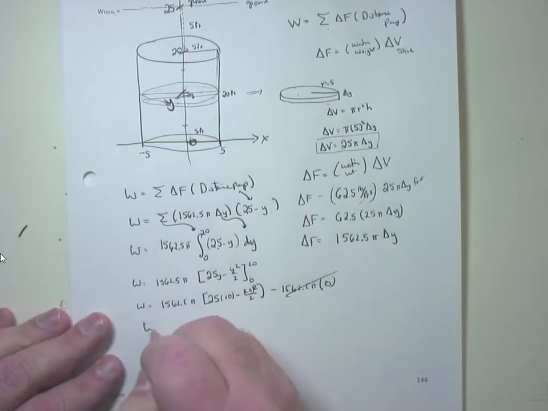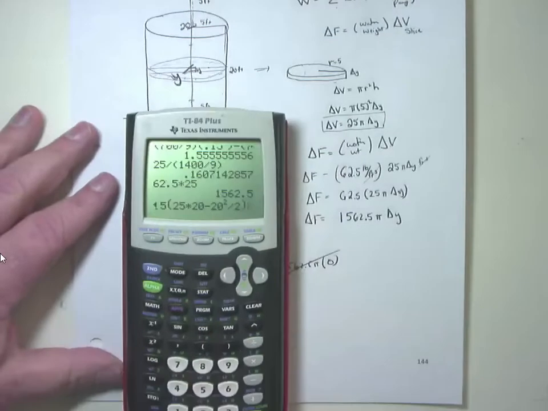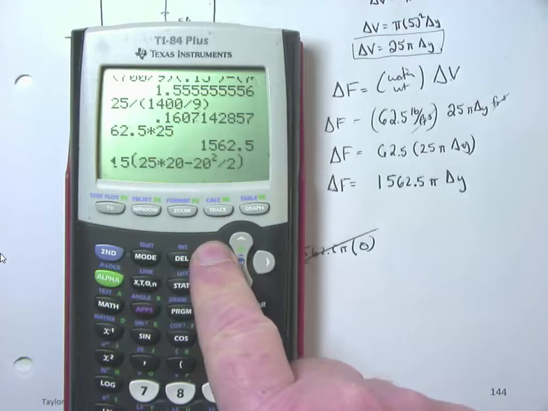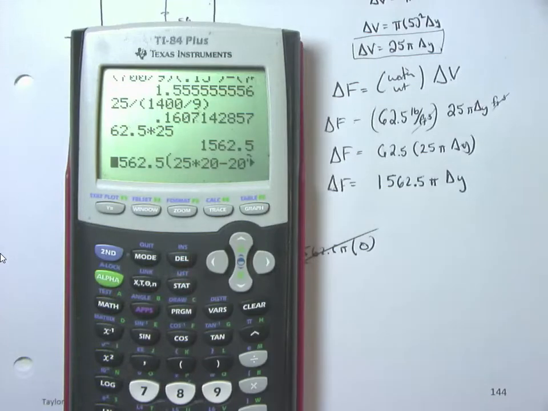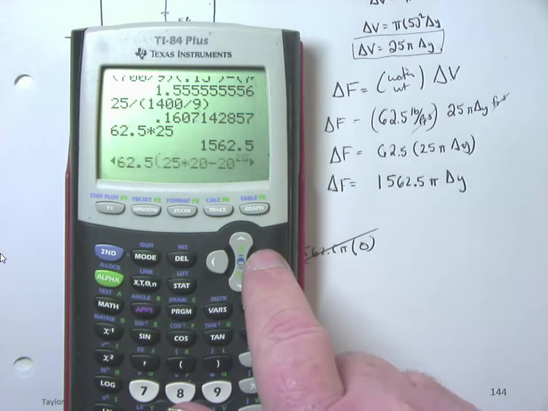And I end up getting work is equal to, and I'm going to stick this on the old calculator, 1562.5 times parentheses 25 times 20 minus 20 squared divided by 2. And I just want to show you guys, and I'll blow this up for you guys in the back there, exactly how I'm typing it in. The only thing is, it had pi in the answer. I left pi off. I'll leave pi in the actual answer I write up. 1562.5 times 25 times 20 minus 20 squared divided by 2.